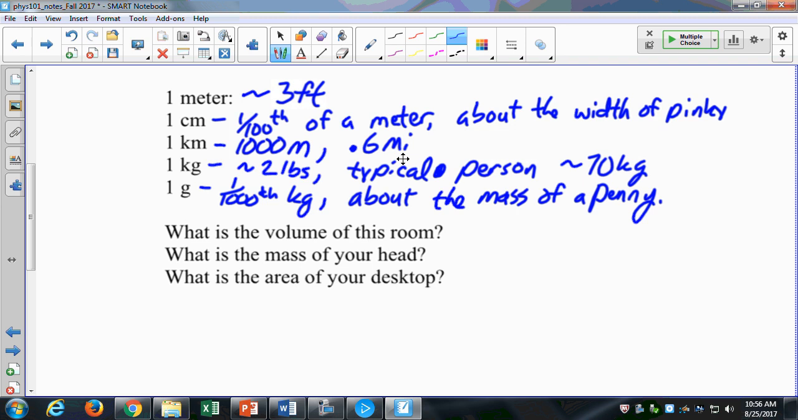What then is the volume of this room? What would you say is the volume of this room? Just take a moment and think about it, and then write down your answer, and I'll ask you what you think. Okay, what do we think the volume of this room is?